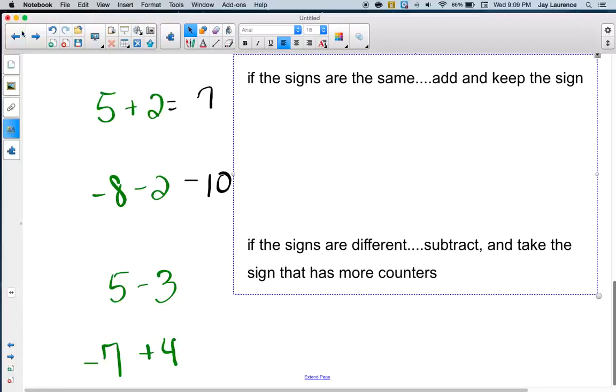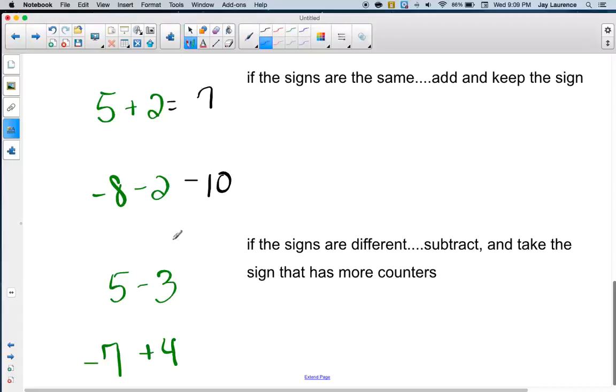So let's see how this works. Okay, I've got 5 minus 3, right? Well, positive 5, negative 3 is 2. Which are there more of, positives or negatives? Well, there are more positives, right? It's a positive 2.